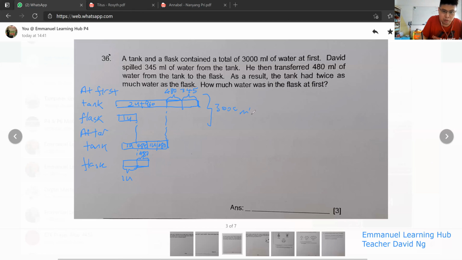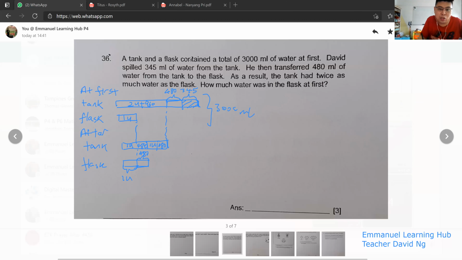This is 3,000 ml, because a tank and a flask contain 3,000 ml of water at first. Then David spilled this amount from the tank. Right now what I'm doing is checking my model. When you do the questions, you have to check your model before you actually do the questions. You draw a model already, then you have to check it to make sure it's a working, correct model before you move on.